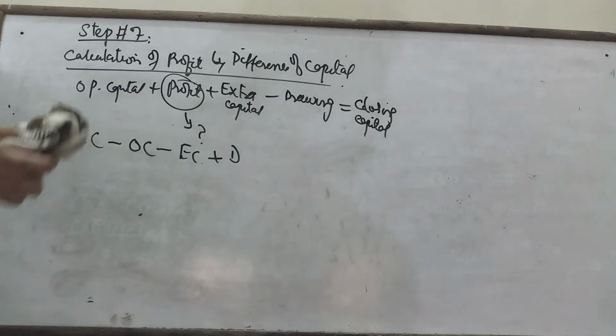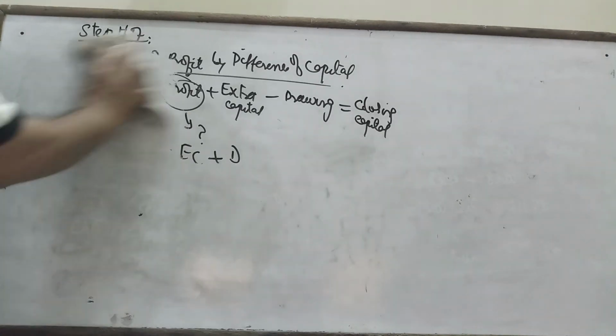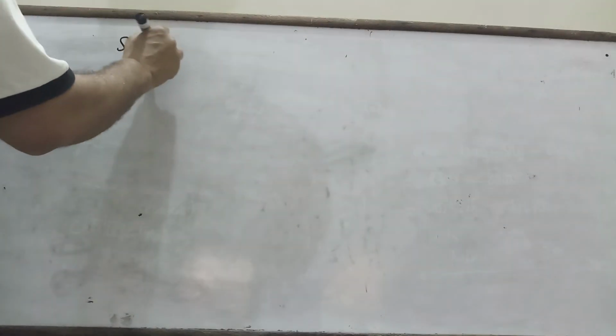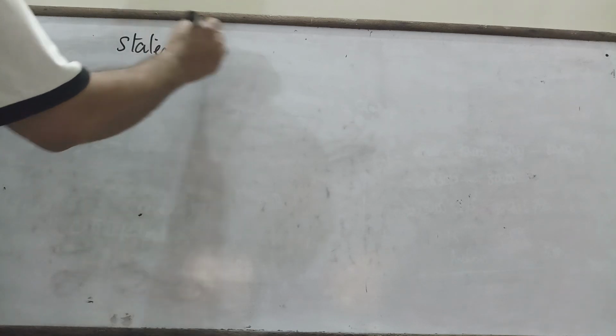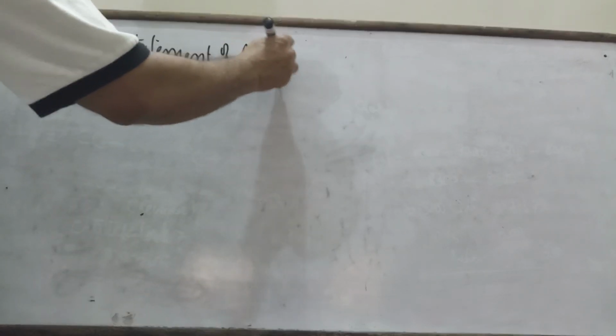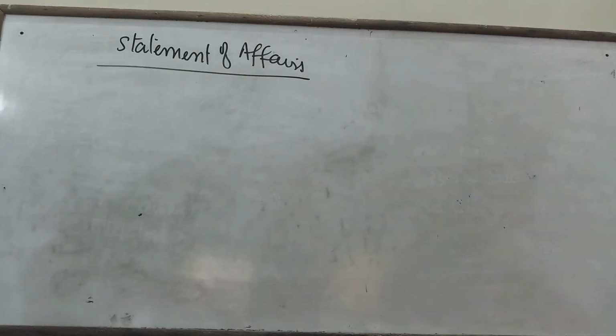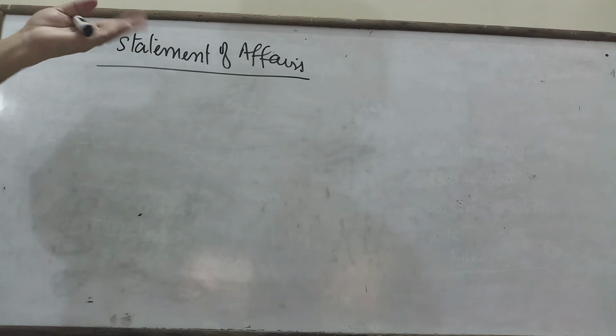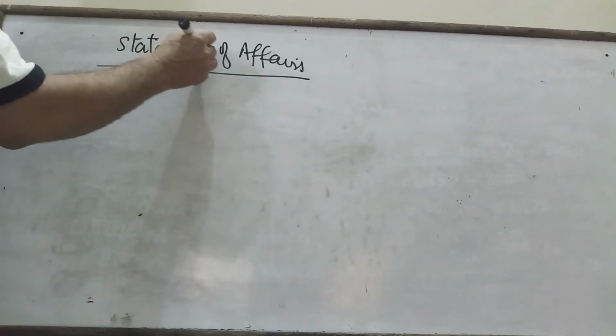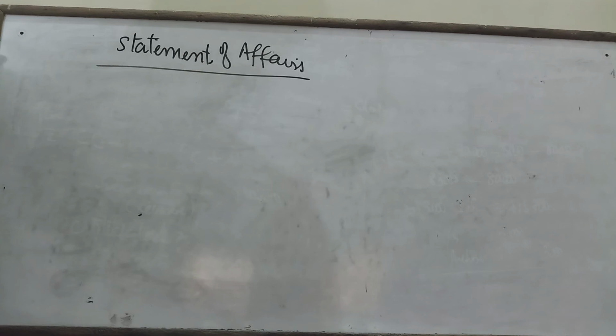And the last step: sometimes the examiner can ask you about the statement of affairs. This is not coming in AS level, but as I'm always concerned about the syllabus, it is clearly mentioned in the syllabus that a student should have thorough knowledge of O levels. Since the statement of affairs comes in O levels but not in AS, I think the student has a little knowledge of the statement of affairs.